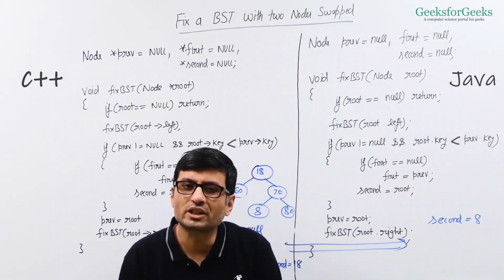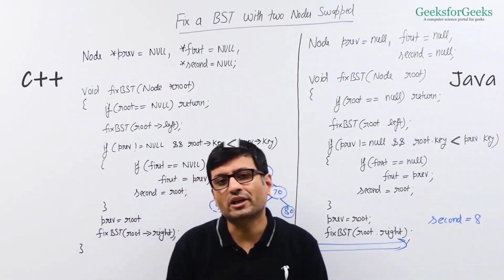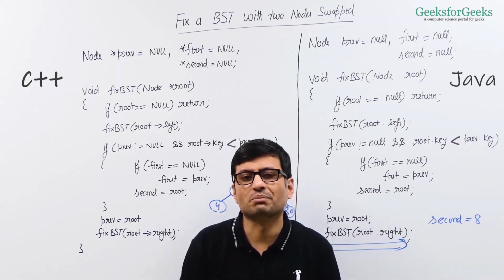What is the time complexity of this approach? This approach simply does an in-order traversal, so it's big O of n time.